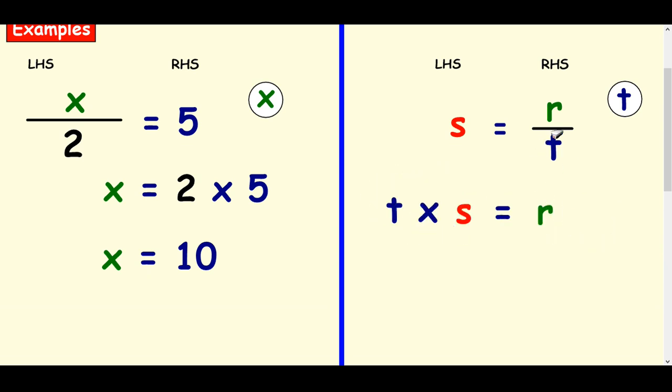So that's a good way to get it. When it's on the bottom of one side, to get it on the other side is to multiply by it. Now to finish off, to get t on its own, I need to do the opposite of timesing by s, which is dividing by s. Now you are okay to write r divided by s instead of r over s, that's also alright.